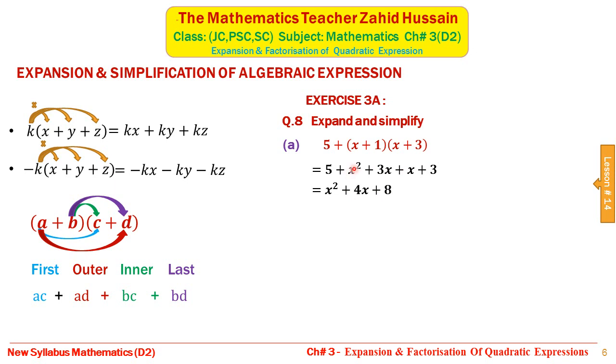x square is the term with highest power. We will first write this, and this is the only term. Then the terms with the letter x, these are two like terms. 3x plus 1x is 4x and 5 plus 3 is 8.